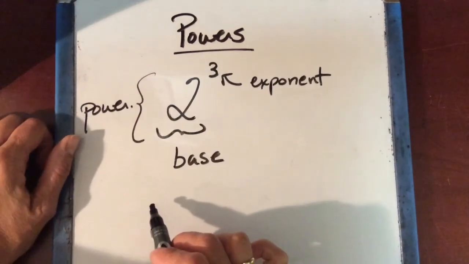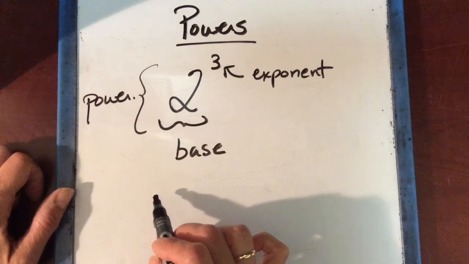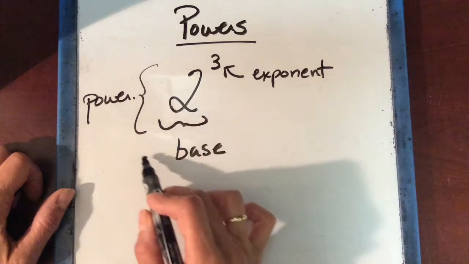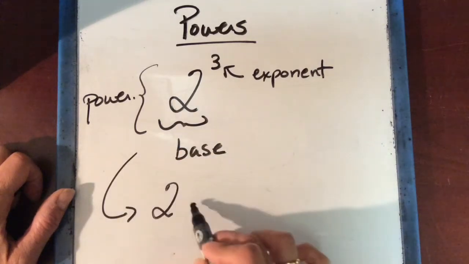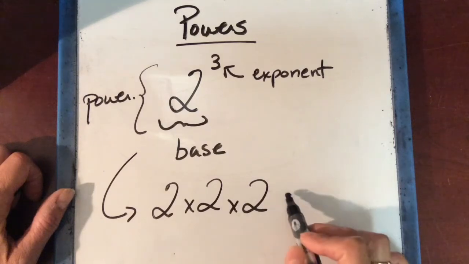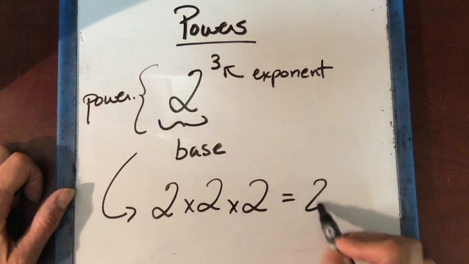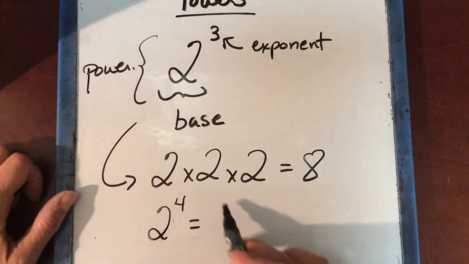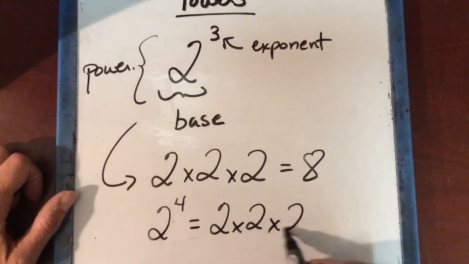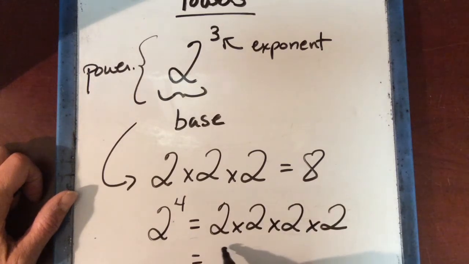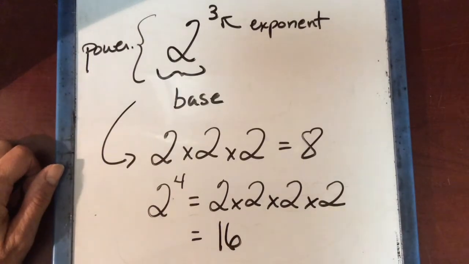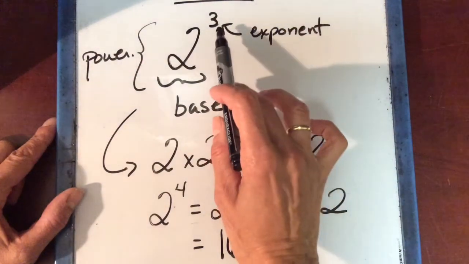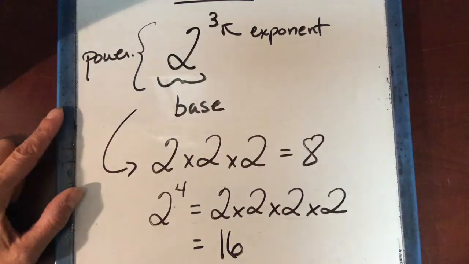Now, in order to use powers, there are certain rules we need to go by. First of all, we need to understand what this means. What is the relationship of this exponent to the base? It means that we are taking the number 2 and multiplying it by itself 3 times, and that equals 8. If you have 2 to the 4 and you want to expand that, you would say 2 times 2 times 2 times 2, and that would equal 16. And that's how the exponent affects the base: the number of times that you're going to multiply the base by itself.